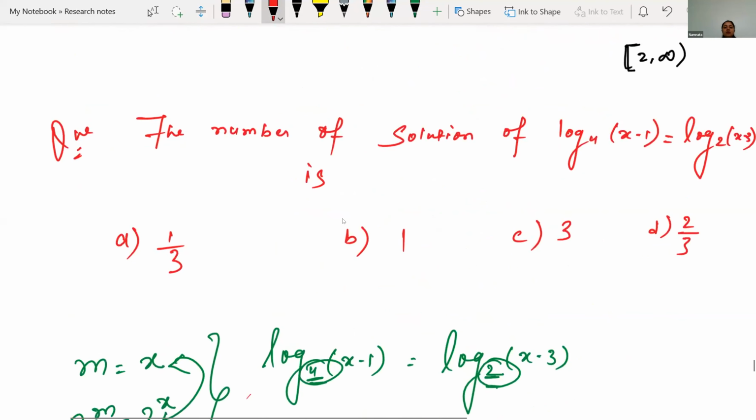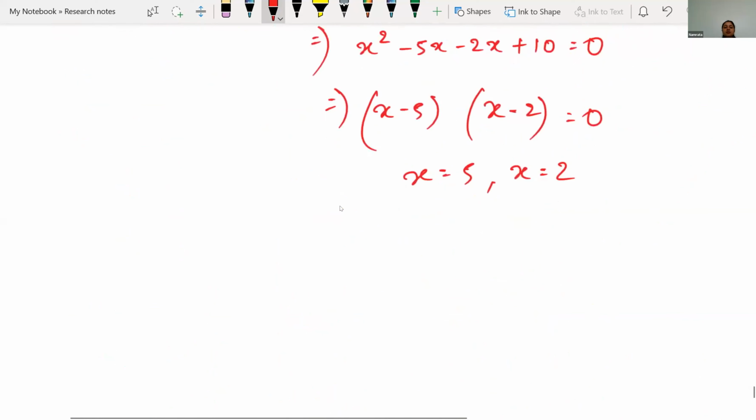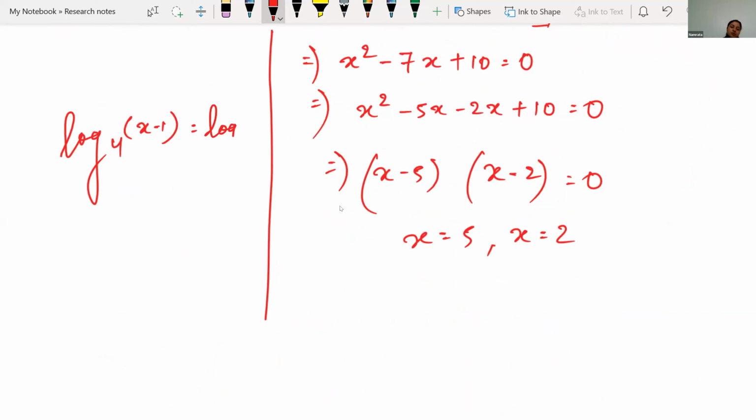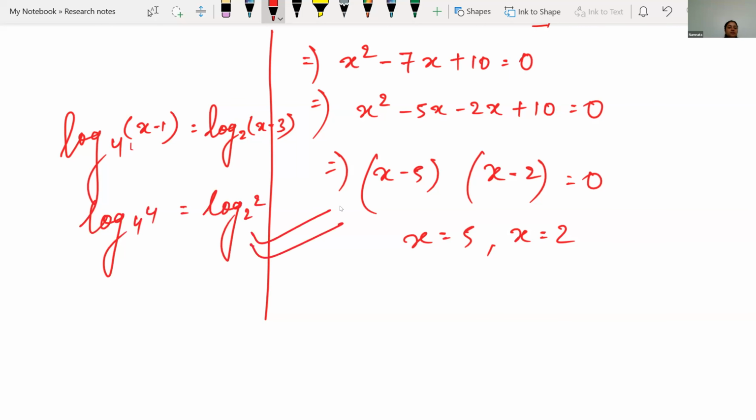Okay. Now here we were having the question, log of 4 base 4 (x minus 1) is equal to log of 2 base 2 (x minus 3). If we substitute 5 over here, then we will get log of 5 minus 1, that is 4, base 4, is equal to log of 5 minus 3, 2, base 2. This is okay. Both sides, whatever we are getting, that is completely fine.